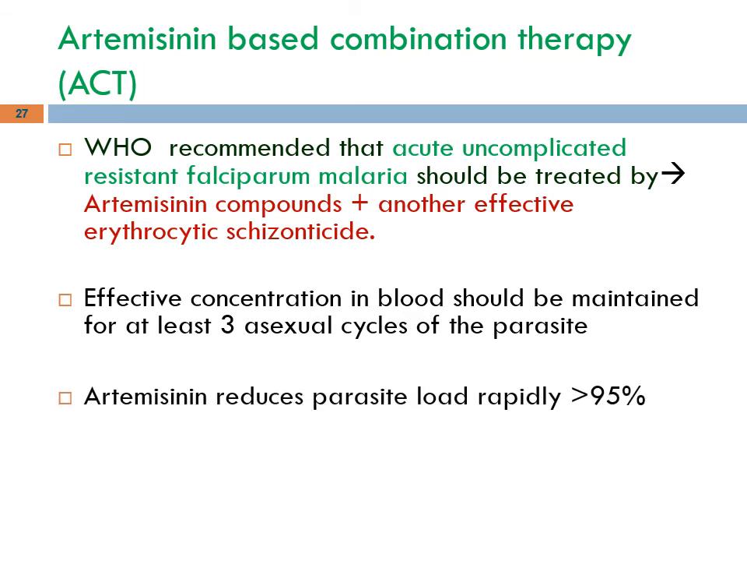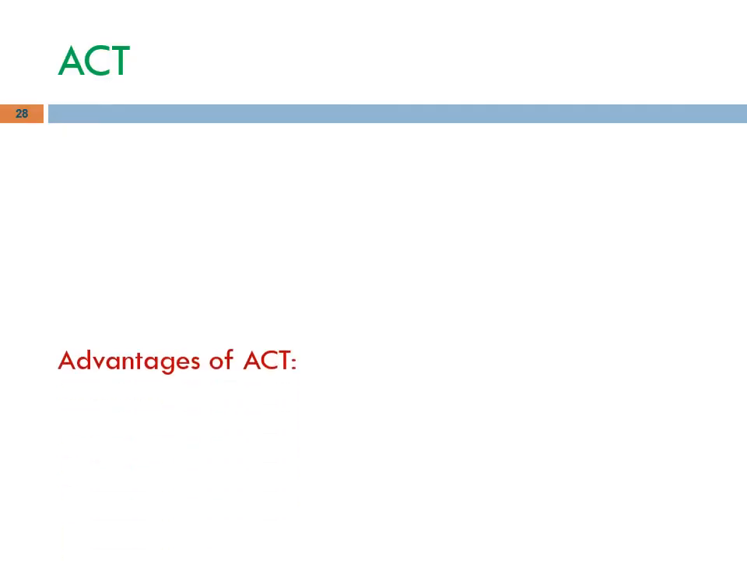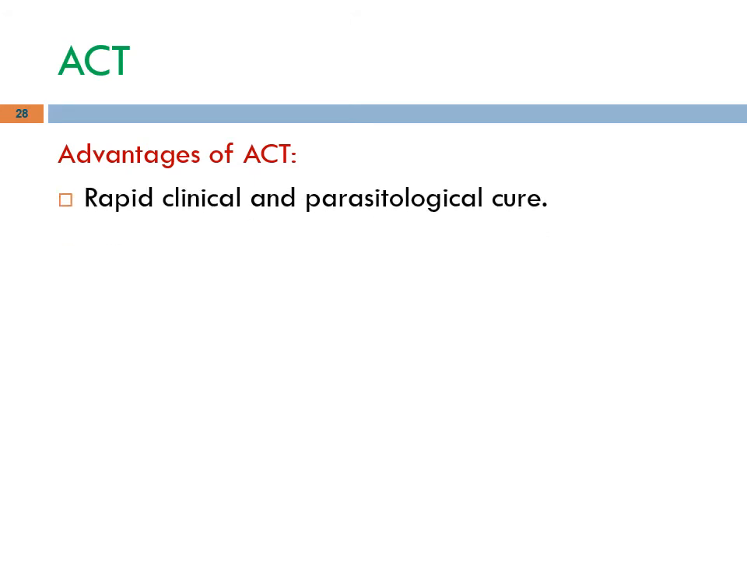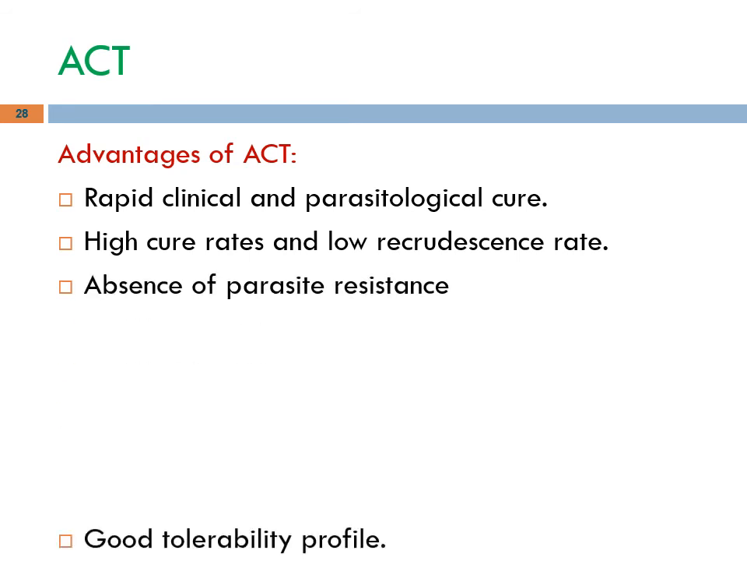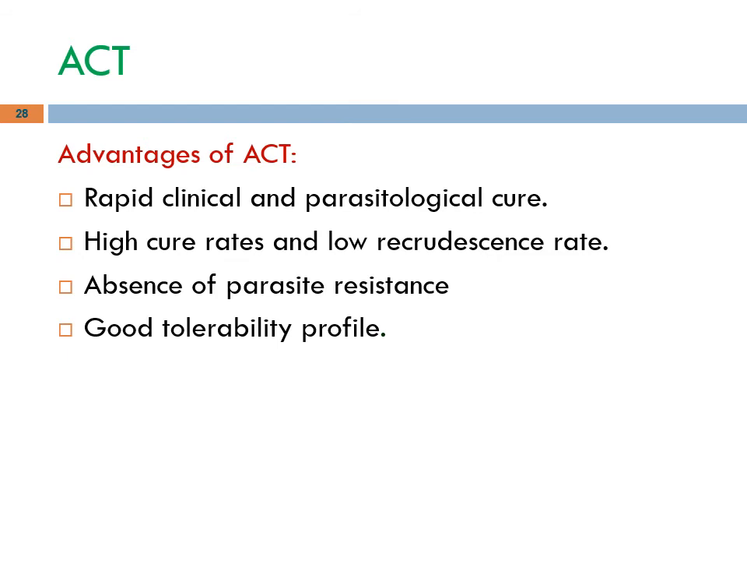So artemisinin as such, when given alone, reduces the parasitic load rapidly. That means more than 95% of plasmodia are killed, which leaves only a small biomass which is eliminated by the following long T-half drug, and which also reduces the chances of selecting resistant mutants. So the advantages of artemisinin based combination therapy are rapid clinical and parasitological cure, high cure rates and low recrudescence rate, absence of parasitic resistance, and good tolerability profile.